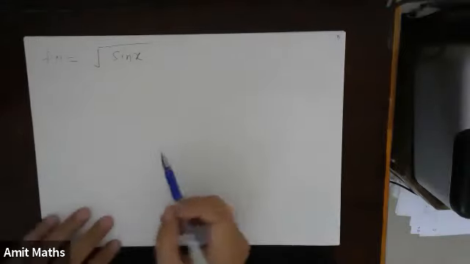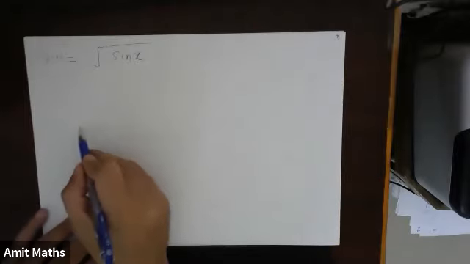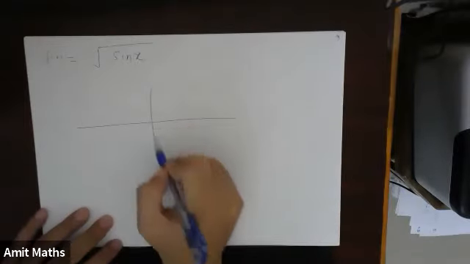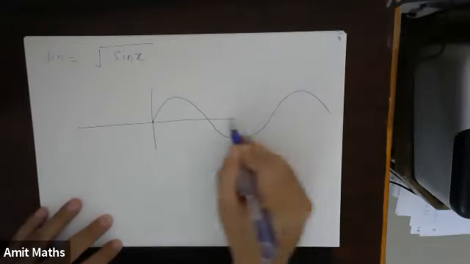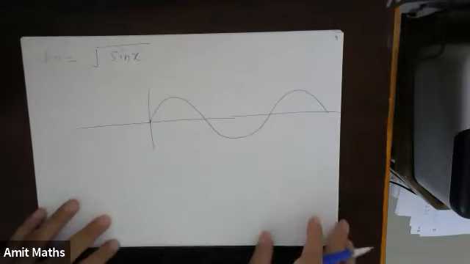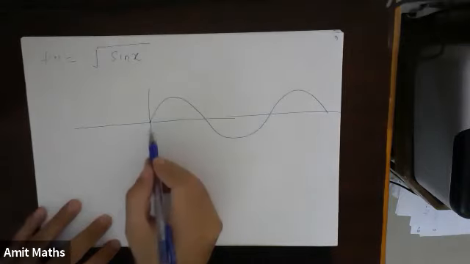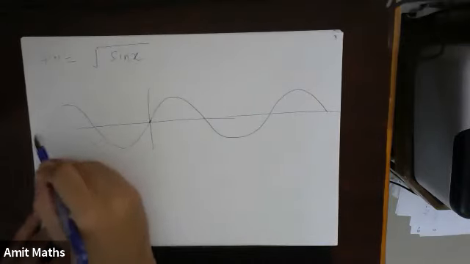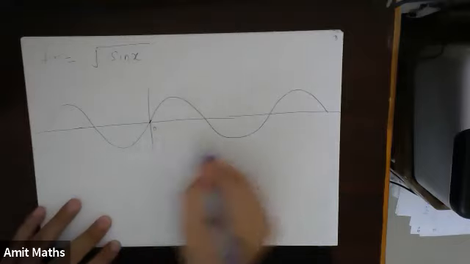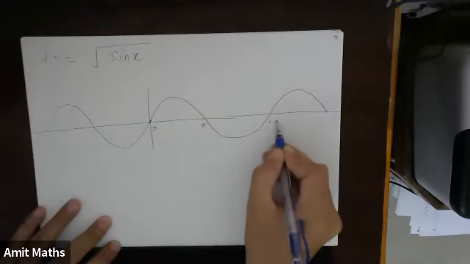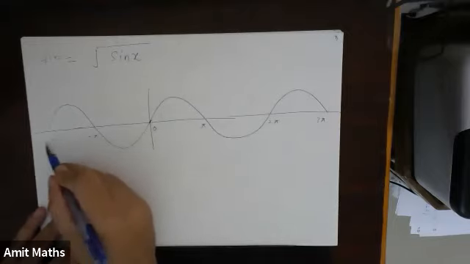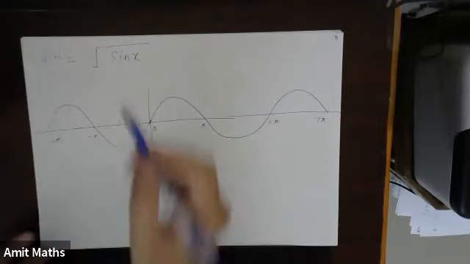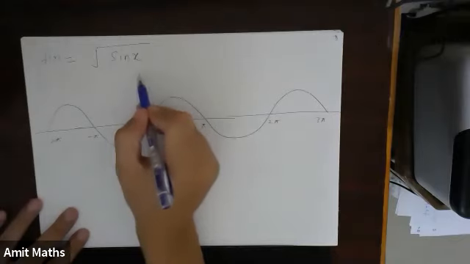Okay, so we know that the sine function has a curve something like this. Now what is this? This is 0, this will be pi, this will be 2 pi, 3 pi, and so on. This will be minus pi, this will be minus 2 pi. Now we have to find the domain of this function.